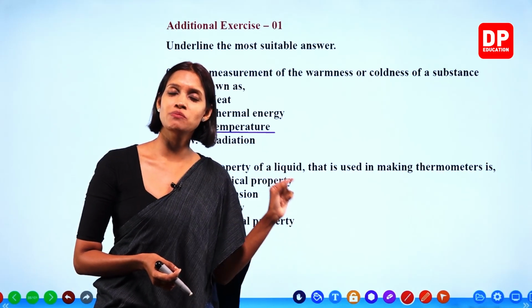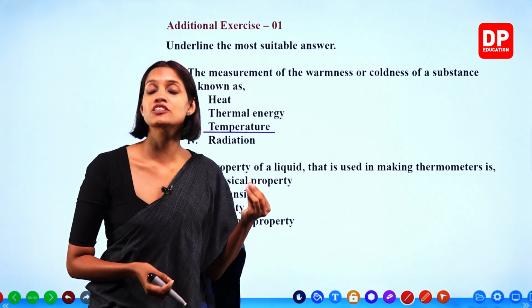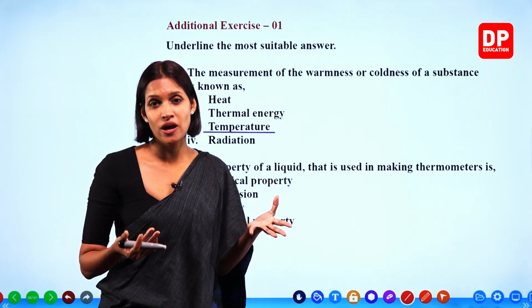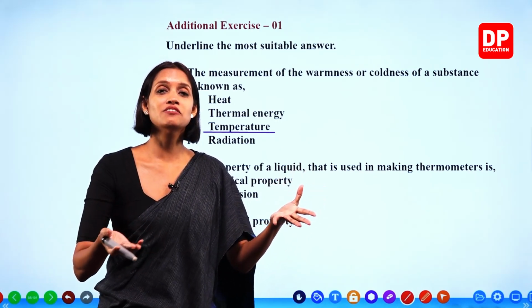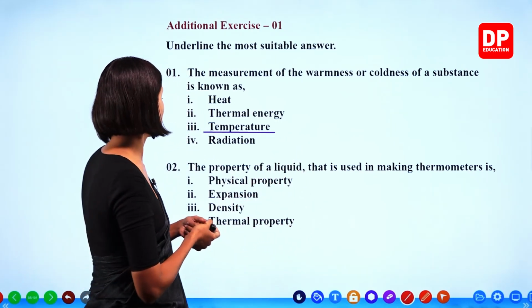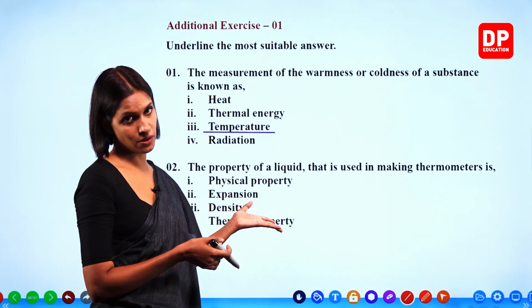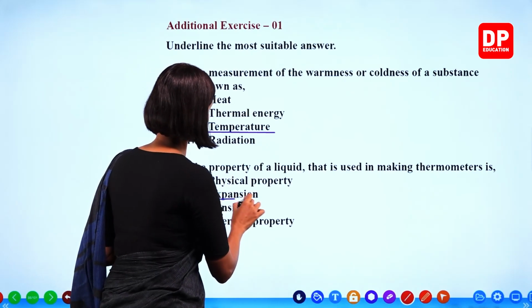Number 2. The property of a liquid that is used in making thermometers is, which property is used even during an experiment? We studied this, expansion. By absorbing heat, liquids expand. All the substances expand. Liquids increase the volume. Okay? Physical property, expansion, density, thermal property. Answer is expansion.